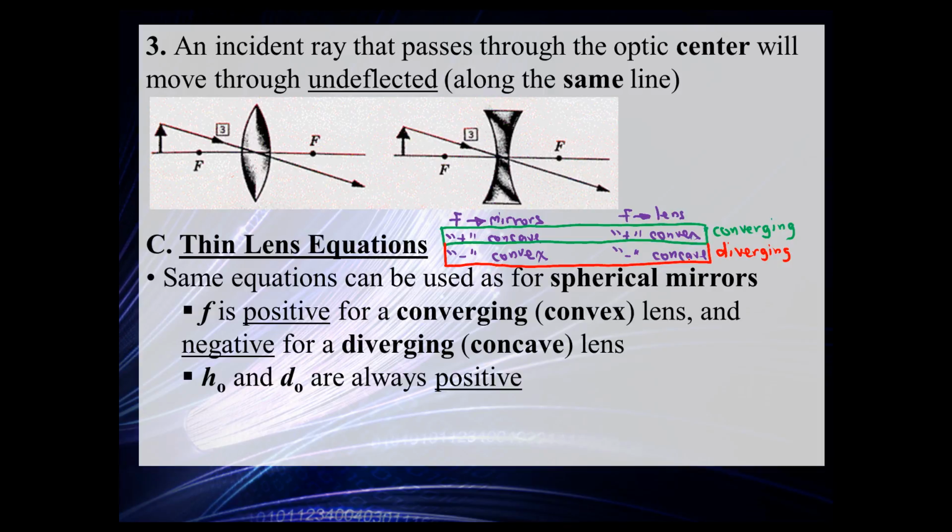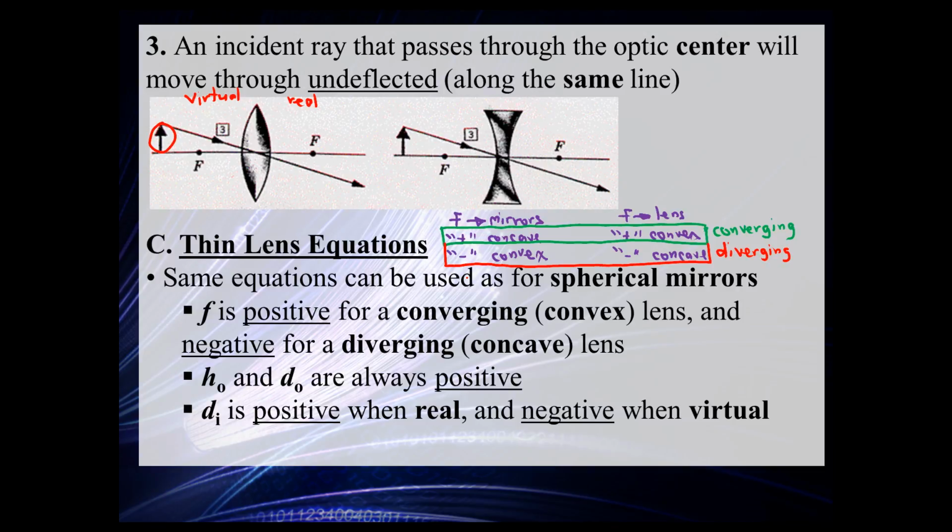HO and DO, they're always positive. So we'd assume that our objects are erect, so they're pointing right side up, and they're always real, even though your objects will be on the quote unquote virtual side. So again, the virtual side for a lens would be this side, and the opposite side, because that's where we're forming our images, is the real side. Our object is still a real thing. So because it's a real thing, we do treat DO as a positive number.